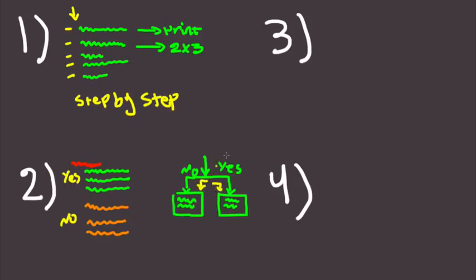The next one are the loops. And loops are pretty cool because they allow the computers to do tedious and hard work for us.